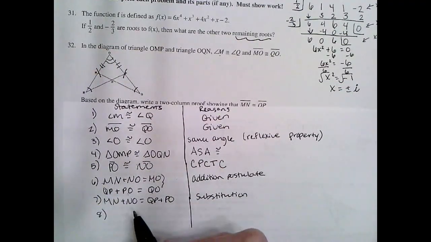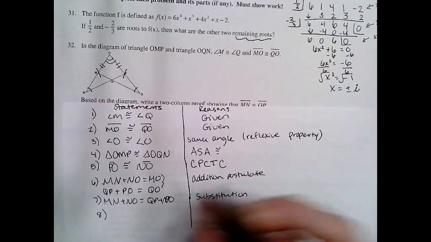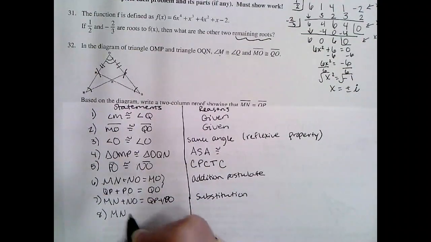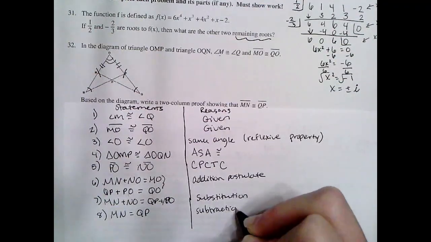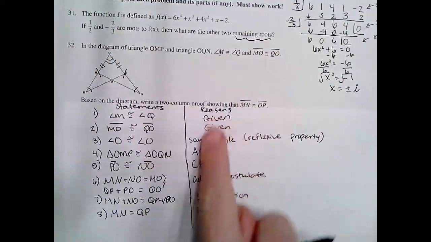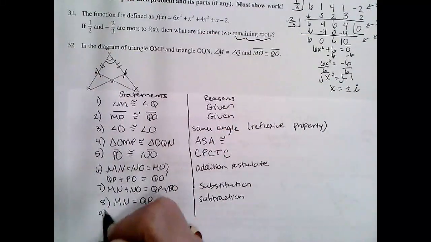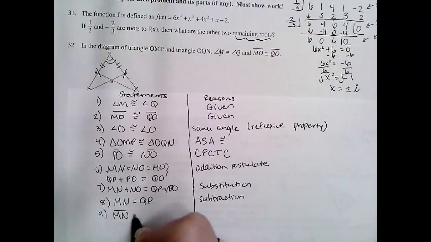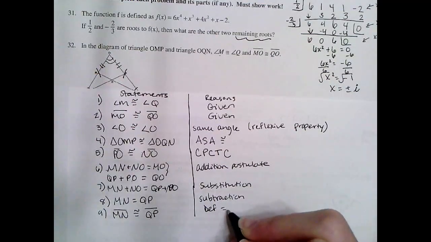If I subtract, or I should have, sorry, I'm changing PO to NO while I do this. I'm going to subtract NO from both sides, and I end up with MN equals QP, and that is what they wanted us to prove, that MN equals QP. So then side MN is congruent to side QP by definition of congruence.